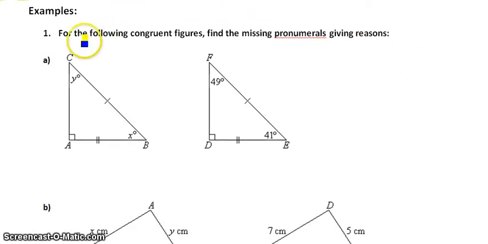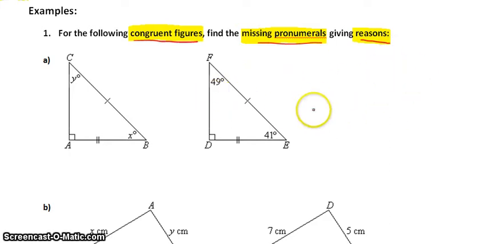Okay, let's read the question. It says, for the following congruent figures, find the missing pronumerals giving reasons. So there are 3 parts to this question. The first is that they're telling us that it's congruent. The second is they're telling us what they want us to find and how they want us to write down reasons too. This reason you need to learn and keep in your mind until you finish school at maths. So let's have a look at these.